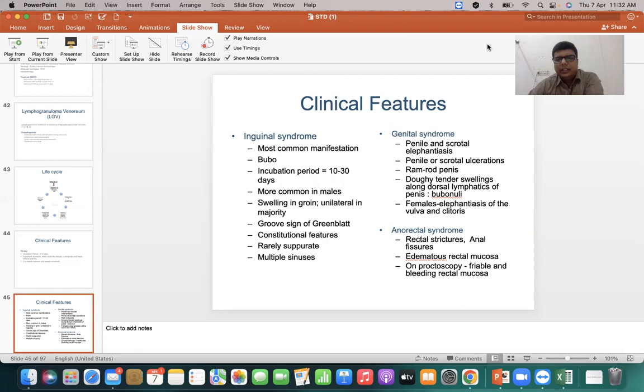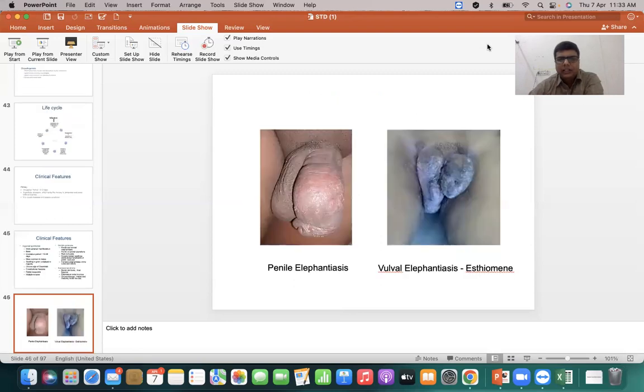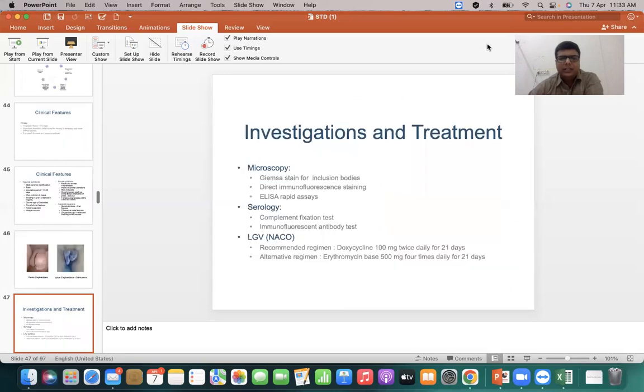Genital syndrome: there is penile and scrotal elephantiasis, penile and scrotal ulceration, ramrod penis, and tender swellings along the dorsal lymphatics of the penis, and female elephantiasis of the vulva and clitoris. In anorectal syndrome, there will be rectal strictures, anal fissures, and edematous rectal mucosa. On proctoscopy, friable and bleeding rectal mucosa. There is also vulval elephantiasis, called esthiomene.